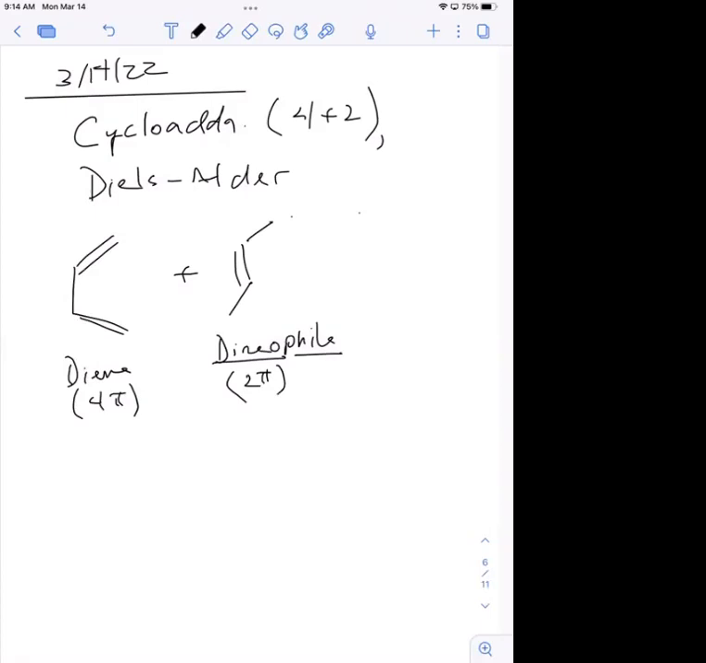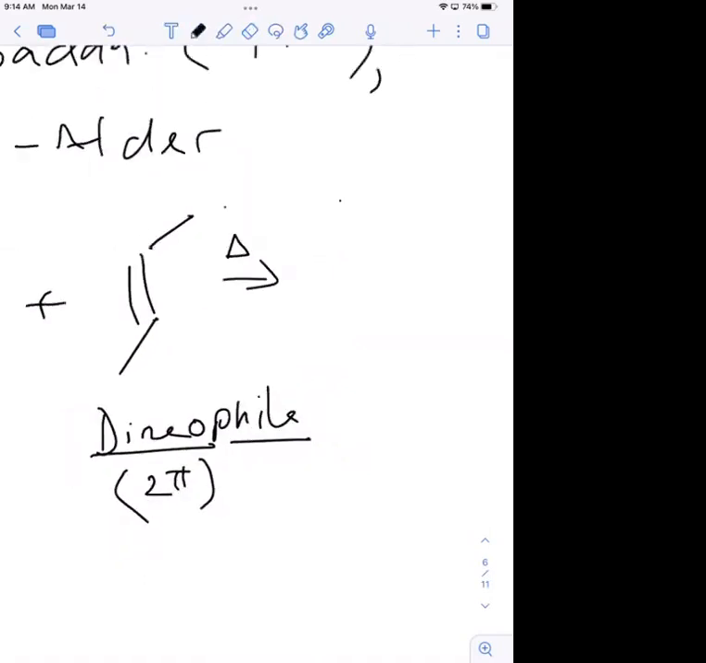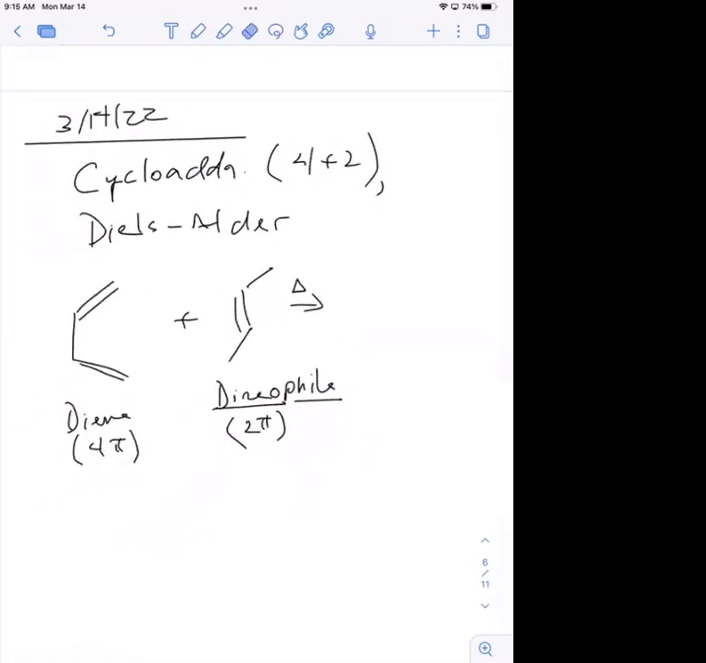There are some characteristics of the reaction that we're going to talk about at the same time that we're talking about the mechanism. You have to run this under thermal conditions, so you heat it up. We'll put the delta over the arrow. And when you heat this up, let's talk about the mechanism.